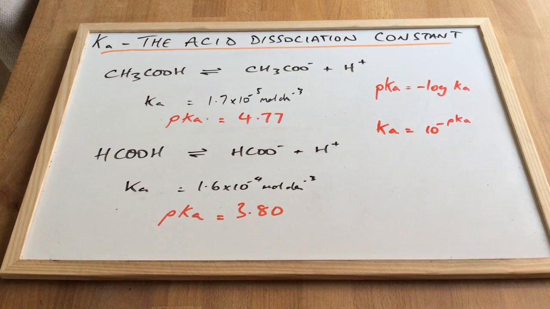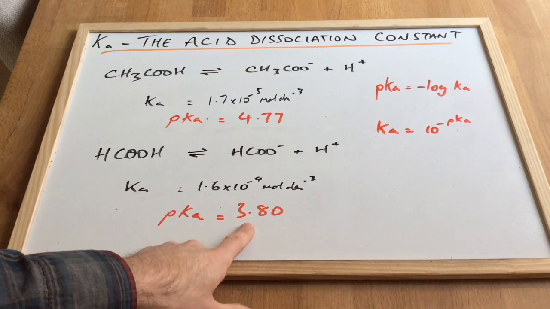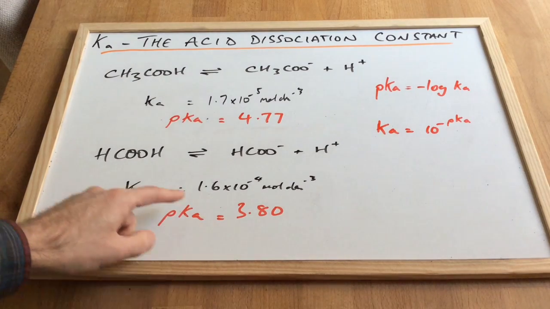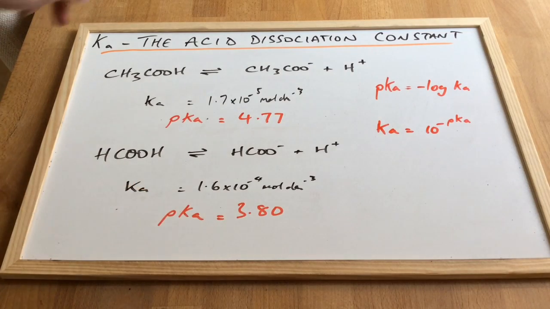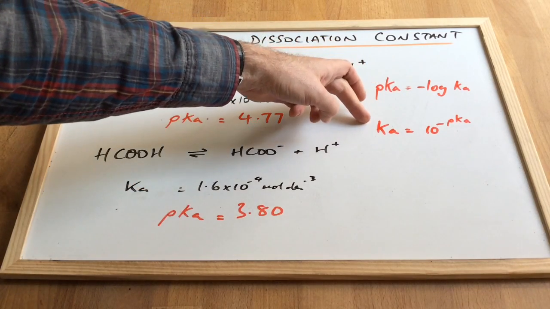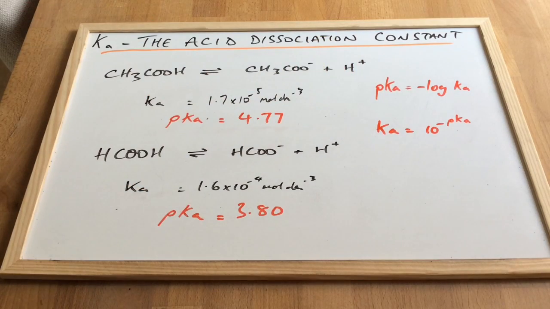And again, just as with pH and H plus concentration, you can go backwards. So if you know the pKa value, you can work out the Ka value by performing this operation here. So Ka is 10 to the minus pKa.